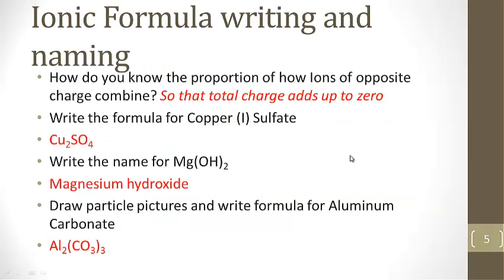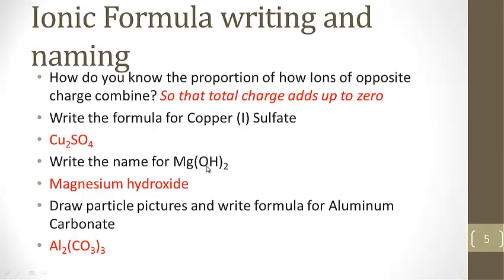When we do ionic formula writing, of course, you know the proportion of the number of ions needs to be whatever situation that's required so that the total charges add up to zero. Copper(I) sulfate, of course, means you have a copper 1+ ion. Sulfate's a 2− ion, so you have to have two coppers for every one sulfate. And here's the formula that reflects that proportion.